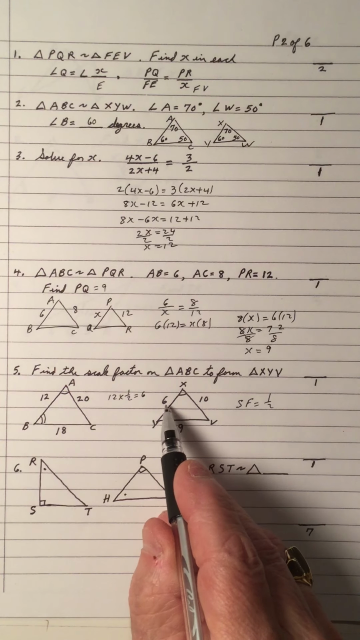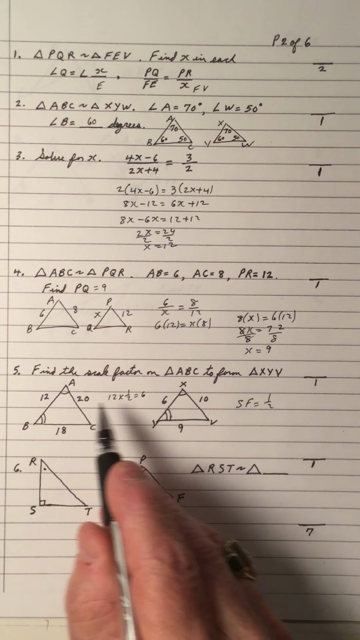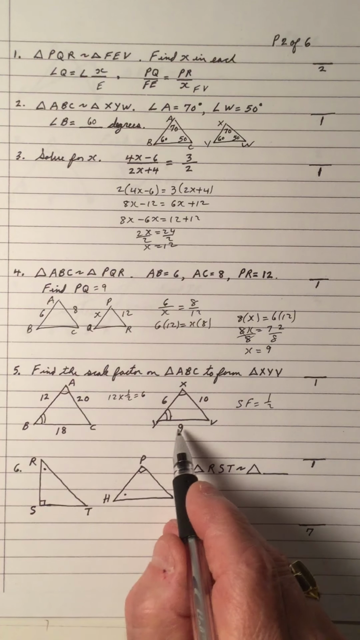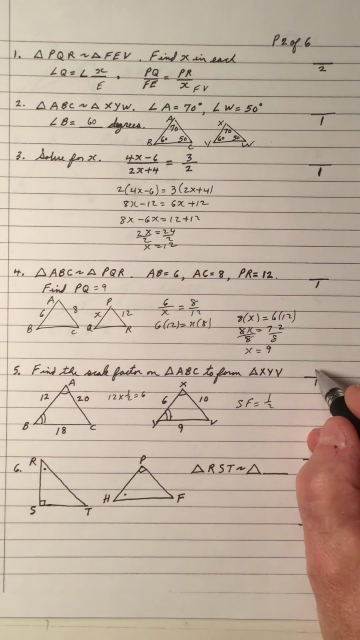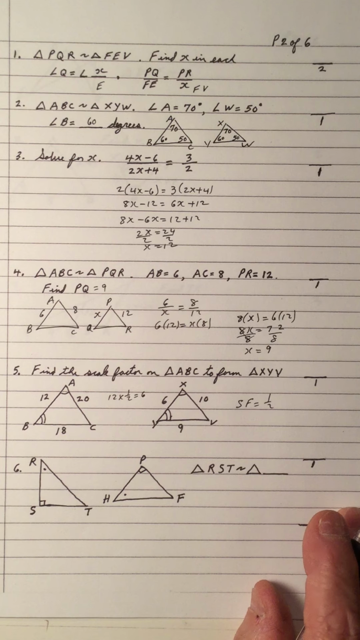1/2 of these sides give me 1/2 of 12 is 6, 1/2 of 20 is 10, 1/2 of 18 is 9. So the scale factor is 1/2. Give yourself a mark if you have a half.